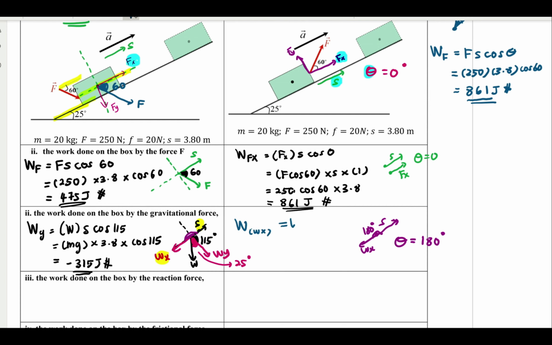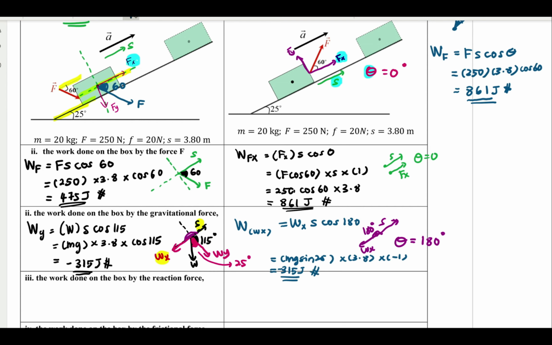WX. So, it should be WX S cos angle dekat sini antara WX dan S, 180. Okay, so WX bukan W. So, WX adalah, okay, you kena resolve tadi kan? mg sin 25. Tak muat ni, saya bawah sikit. mg sin 25 times S, 3.8 times negative 1. Okay? So, dapatlah jawapan dia. Negative 315. Sekejap ya. Okay, negative 315 joule. So, samalah jawapan dia akan sama.